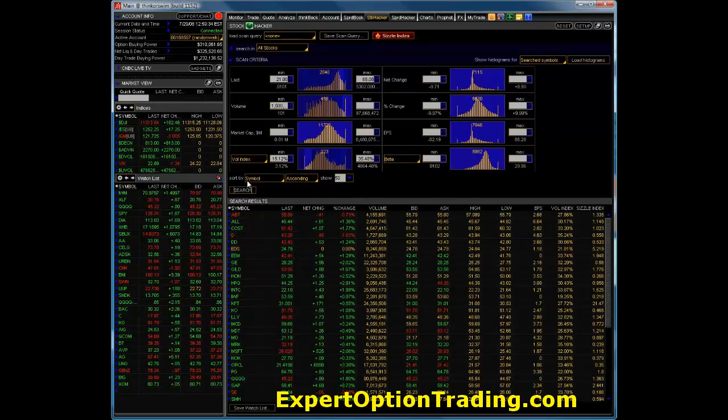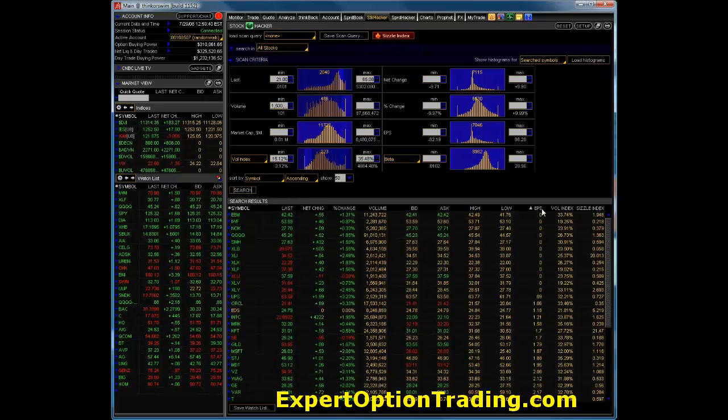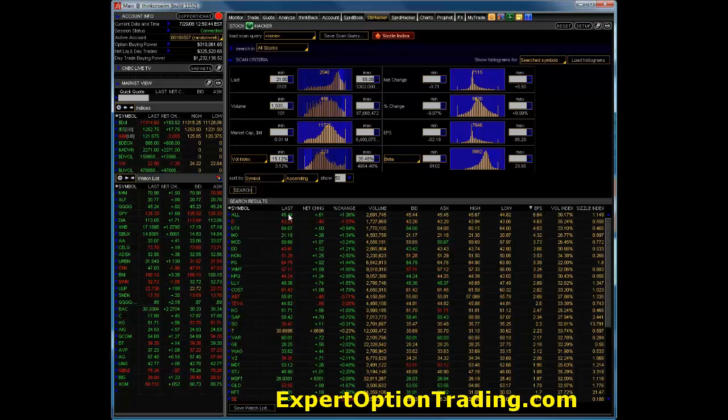So I'm going to hit search, and it comes up with a fairly decent list of stocks here. I just sort it by EPS, so that the stocks with the best earnings of the bunch are at the top of the list, and then I start to go through them. All of these have volatilities in the low 30s, mid 20s. Then I take a look and see which ones may be potentially good candidates.